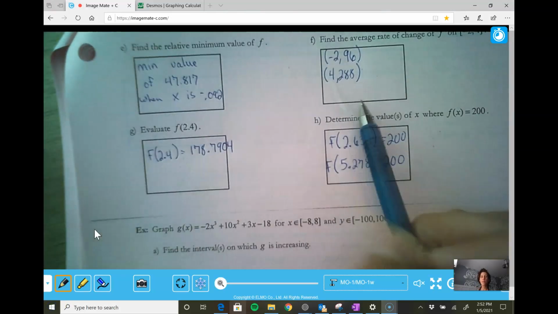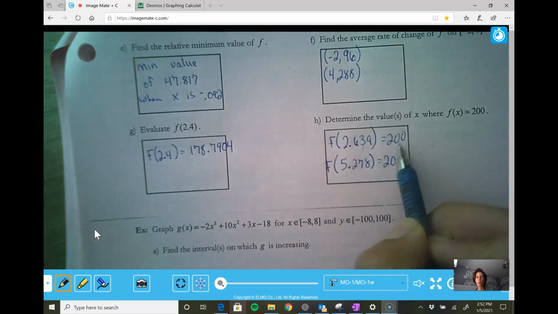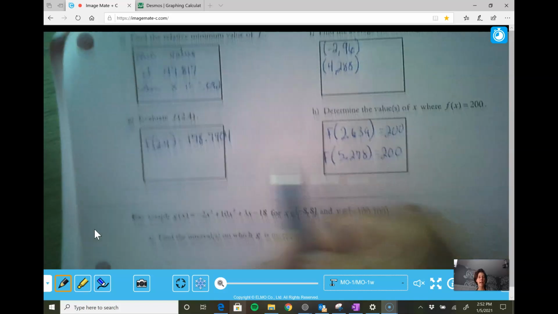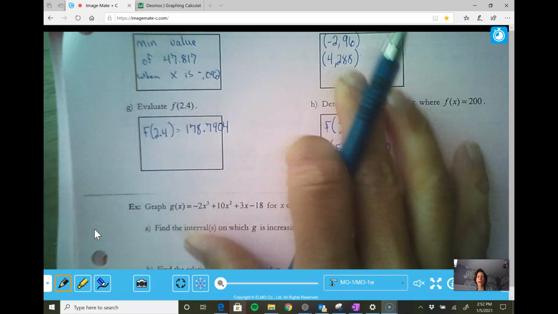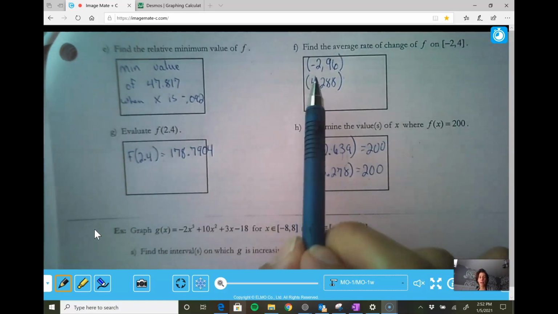All right, so notice this is how I wrote my answers for H. This is when we had that horizontal line going across. This was the X value, here's its Y, here's the X value, here's its Y. And then this is when I use the table, when X is this amount, here's the Y. So again, you can pause, get those written down, and then here's our average rate of change.